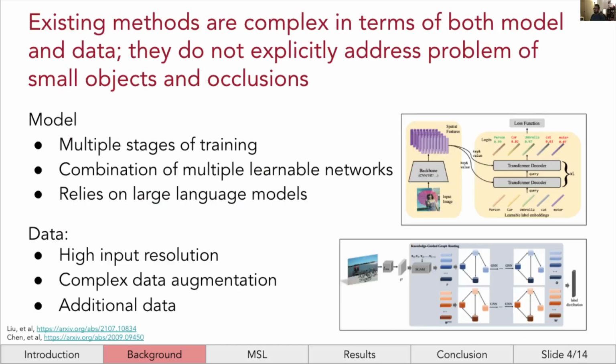Recent methods for this task are complex in both model and data. They do not explicitly address the problem of small objects and occlusions. In terms of model, the methods use multiple stages of training. They combine multiple learnable networks into a single framework and rely on large language models. In terms of data, they tend to use high input resolution, complex data augmentation, and additional data during training.